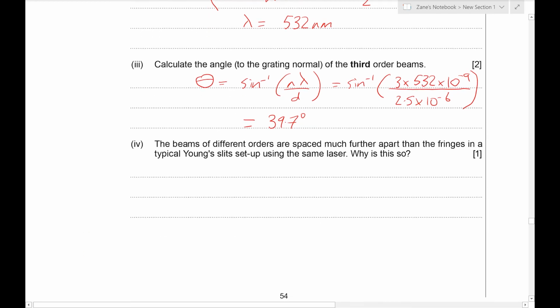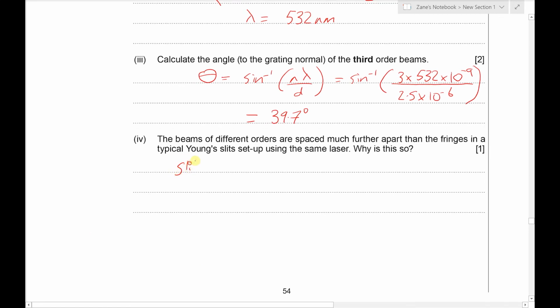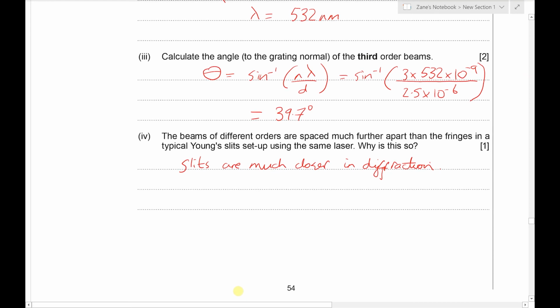Finally, the question asks us why the beams of the different orders are much further apart with the grating than in a Young's double slit type experiment, and that's simply because the slits are much closer. So the gap between them is much smaller in the diffraction grating. Or you could phrase this the other way around and say that the slits are much further apart with the double slit experiment. That's all you need for the marks, but a quick explanation.